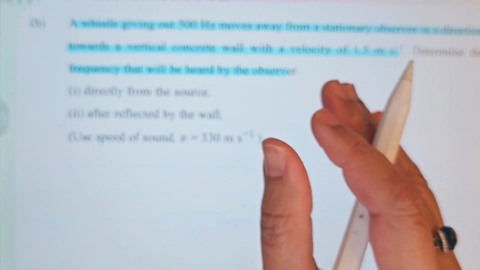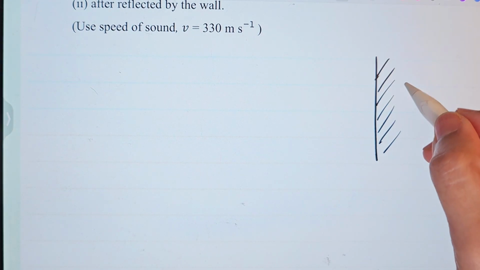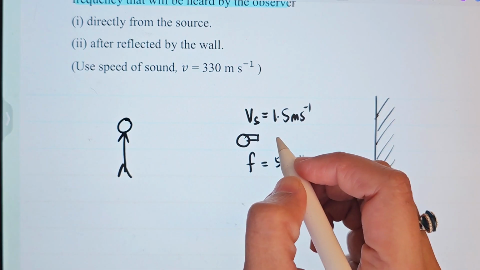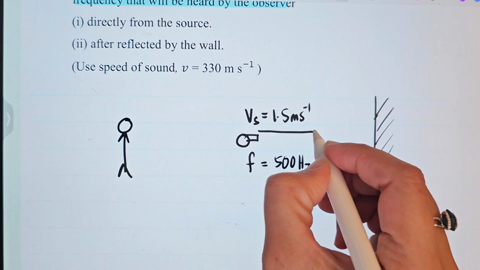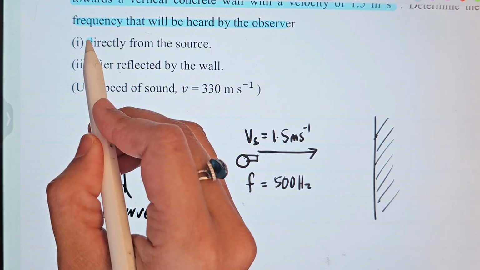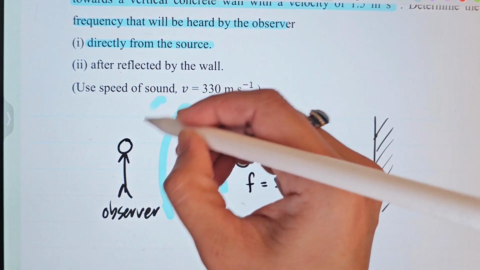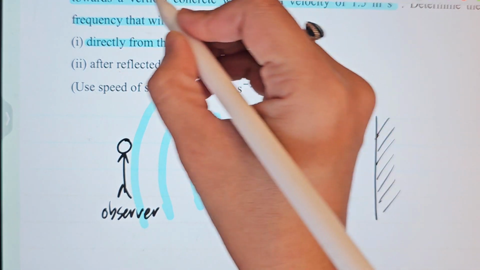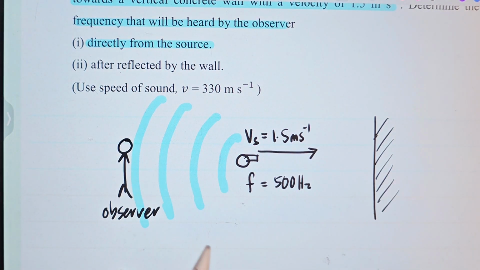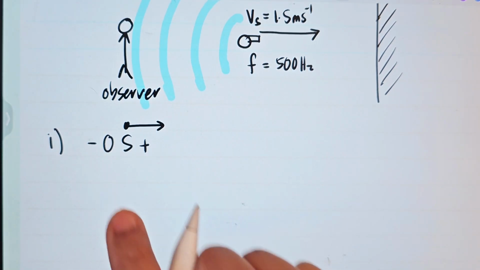Again, it is helpful if we can do the sketching. So here I have the wall, here I have a whistle, and a person. The whistle is moving towards the wall. Question 1 is asking for the apparent frequency directly from the source. So we have to find the frequency here. So we can see that the source is moving away from the observer. The source is moving away from the observer.